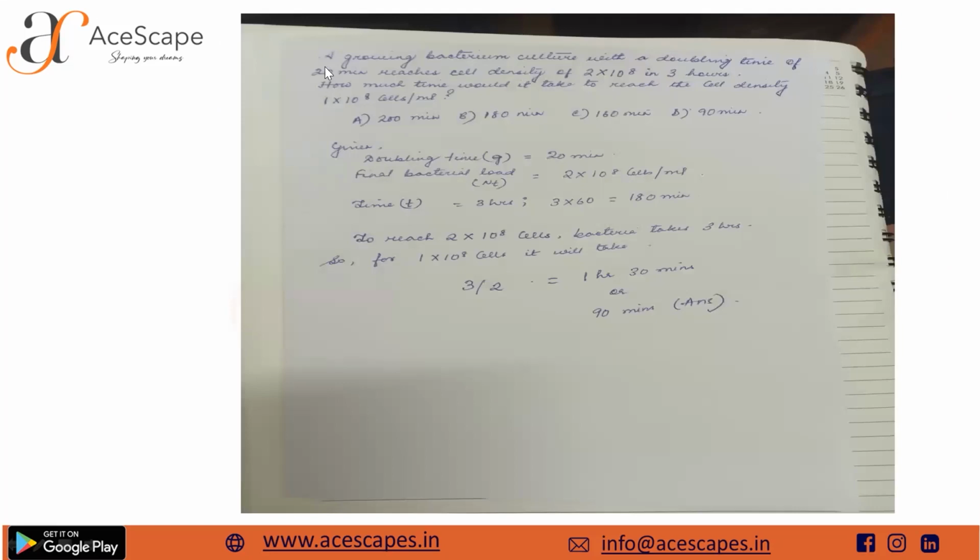So here I have a growing culture of bacteria with a doubling time of 20 minutes, and it reaches the cell density of 2 into 10 to the power 8 in 3 hours. Now the question is asked, how much time would it take to reach the cell density of 1 into 10 to the power 8 cells per ml? So doubling time is given, that is 20 minutes. Final bacterial load is also given, that is 2 into 10 to the power 8 cells. Now time is also given, that is 3 hours.